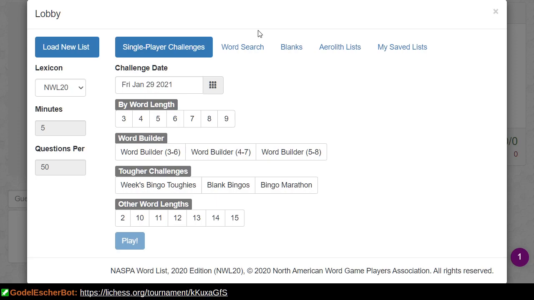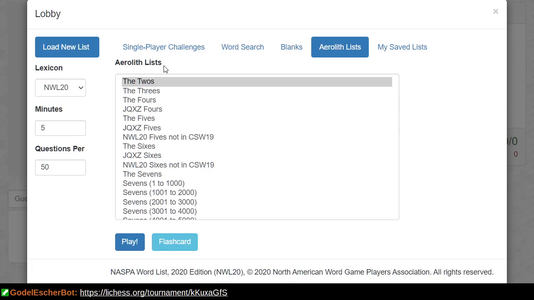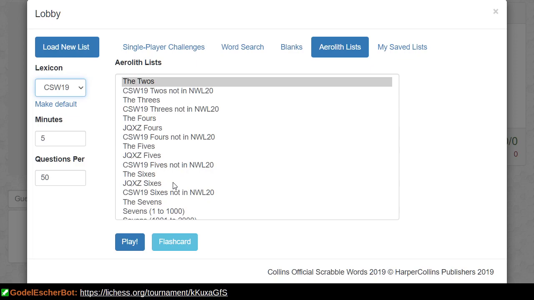Now, we don't want to spoil the daily challenge, and we do want to learn. Is there a list? Yeah, the twos, the threes, the fours. We could pick our lexicon. So here's the 2019 Collins Word List lexicon, the one that we're going to be playing with. Oh, the lists here are different based on which lexicon you're playing. So if you just want to know the answers here, you could use the flashcard. I guess we could flash that up on screen for a bit.